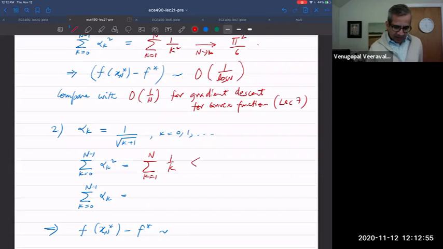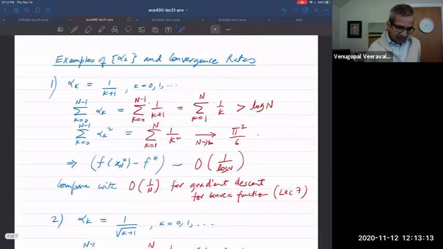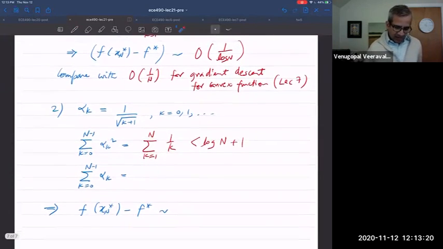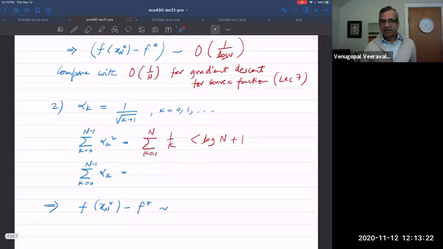And this can be shown to be less than log n plus 1. So you need an upper bound in this case to get an order result, because alpha k squared is going in the numerator, right? So you need an upper bound on that. So here, since summation of alpha k was going in the denominator, a lower bound was good enough to upper bound the difference. Okay, so here we get that. As I mentioned, log n plus 1 is an upper bound on the summation of 1 over k.